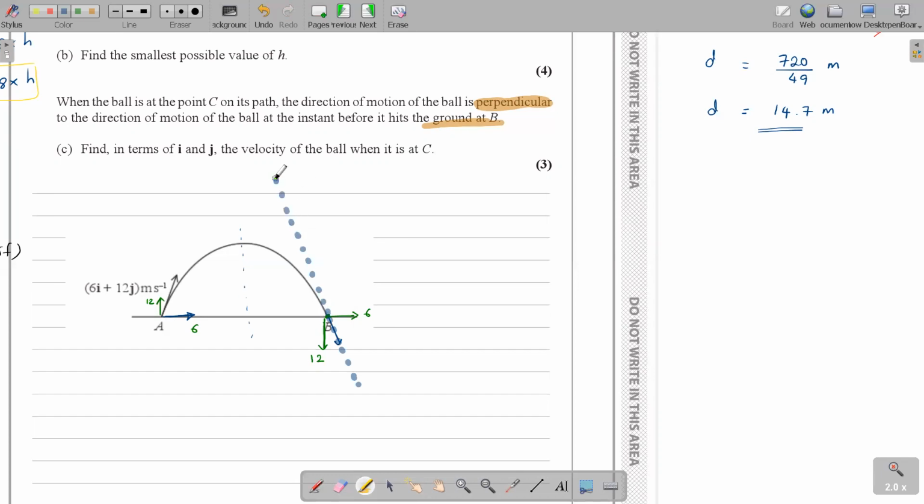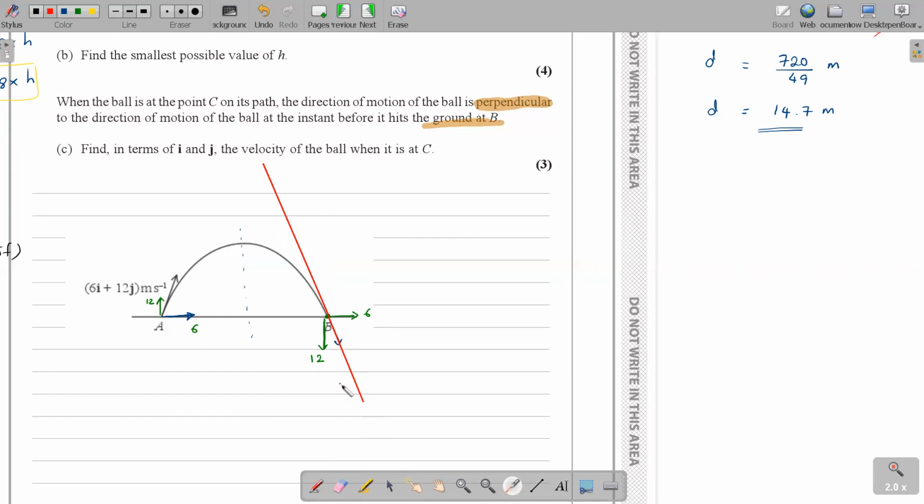I hope I've drawn the line correctly. It's supposed to be a straight line. I hope you all can see it. Shall I draw a longer line? So this is the direction of motion at B. Can you see this line? The red line gives the direction of motion at B. At the instant before it hits the ground, the direction of motion at B is in this particular direction.